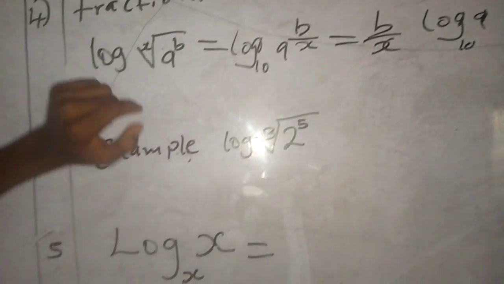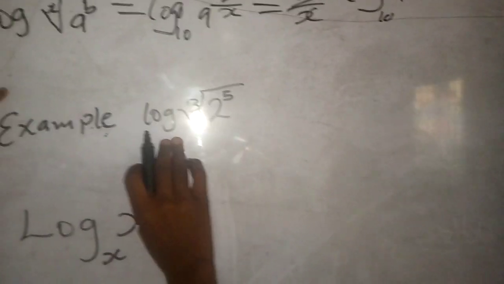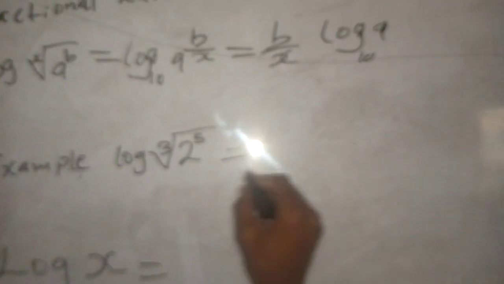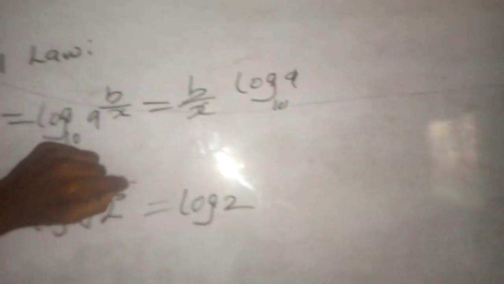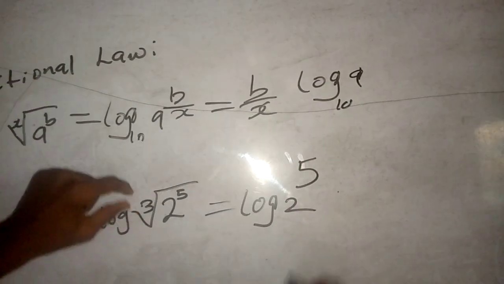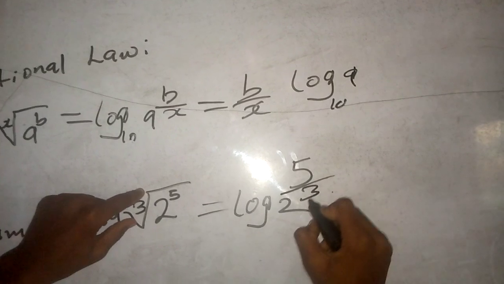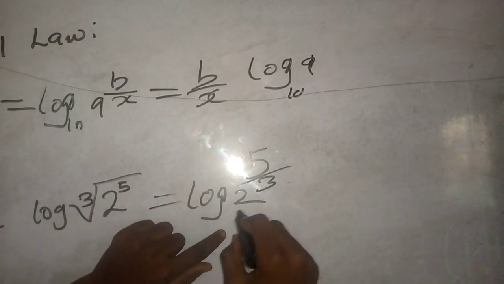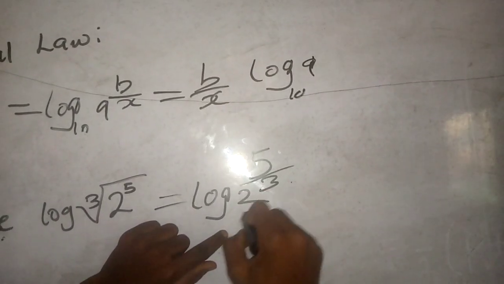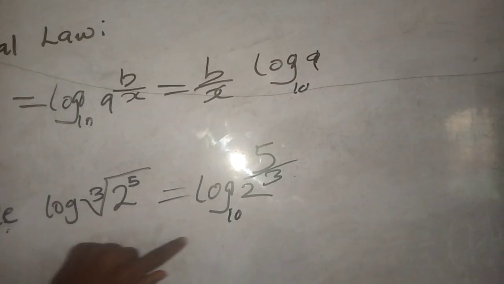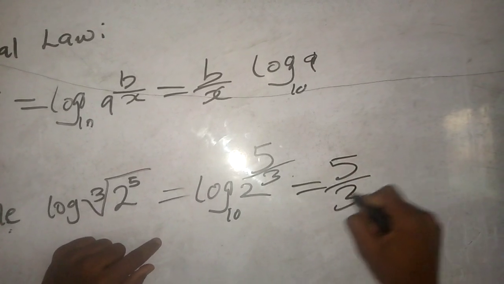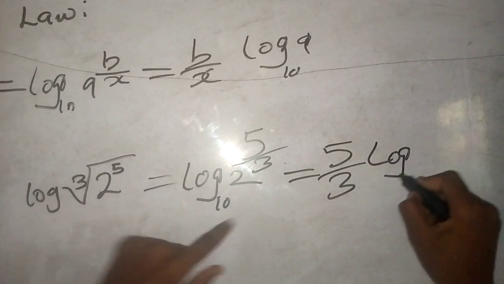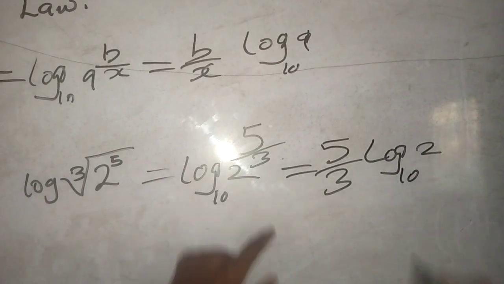So let's take this example. Anytime you see that the log doesn't have a base, it's automatically in base 10. So this is equal to log of 2 raised to the power of 5 over 3, with 5 as the numerator and 3 as the denominator, in base 10. So this will give us 5 over 3 log 2 in base 10.